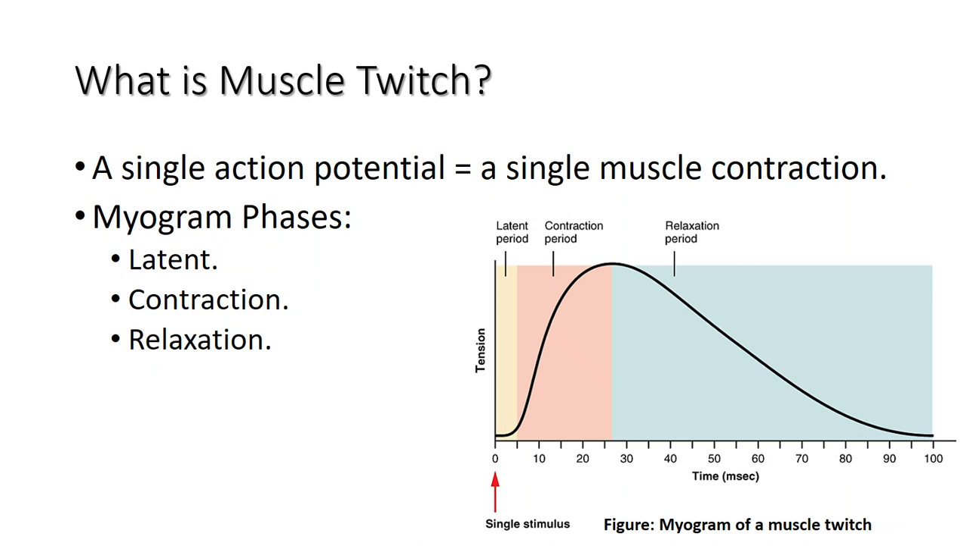The contraction phase occurs next. The calcium ions in the sarcoplasm have bound to troponin. Tropomyosin has shifted away from actin binding sites, cross bridges have formed, and sarcomeres are actively shortening to the point of peak tension.